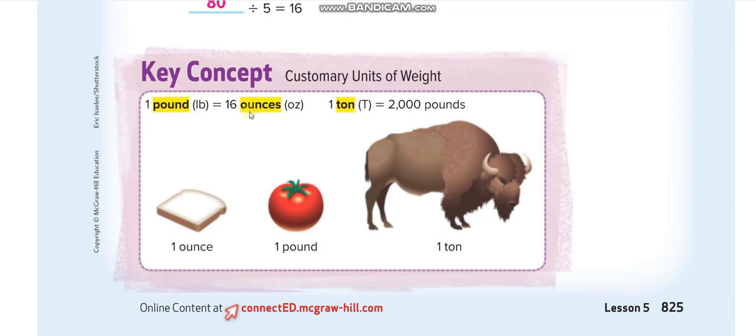1 pound is equal to 16 ounces. Okay, this is the short form of writing pounds, lb, and oz for ounces, and T for ton. Okay. 1 ton is equal to 2000 pounds.